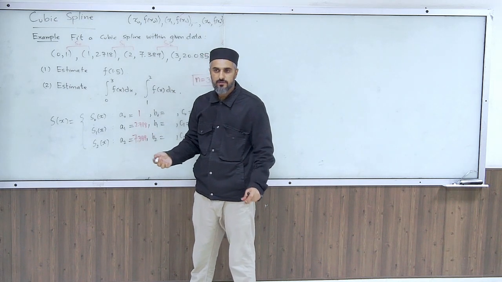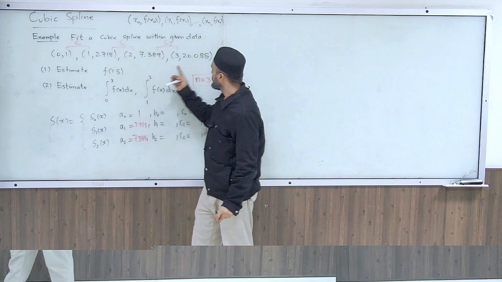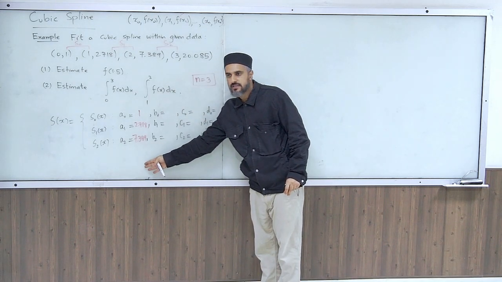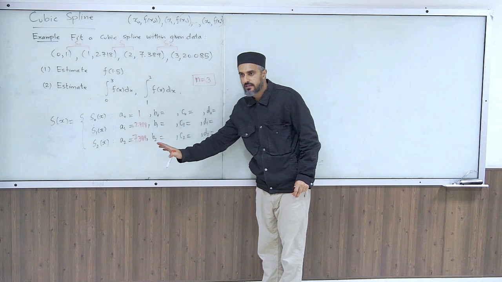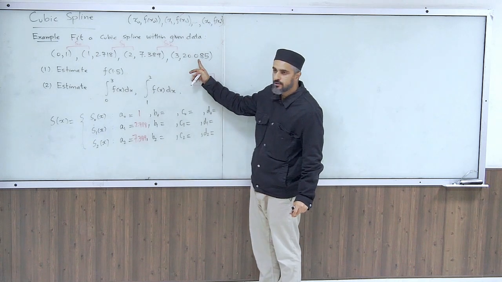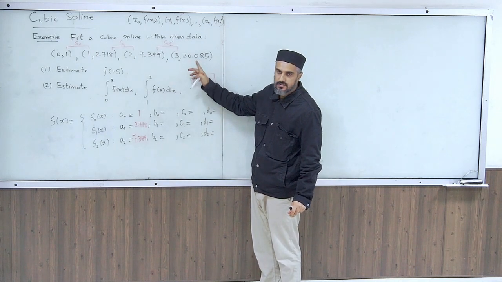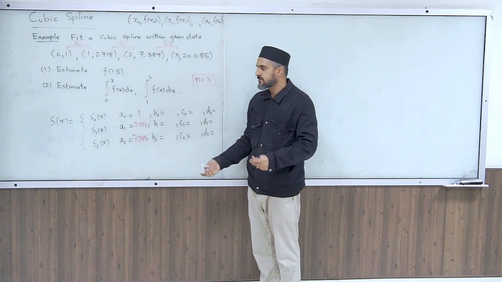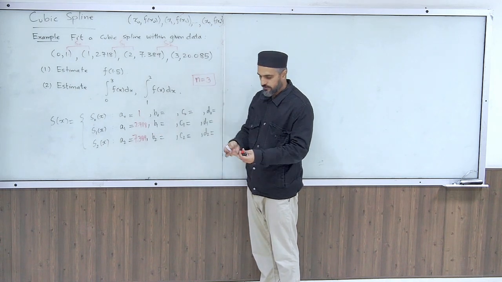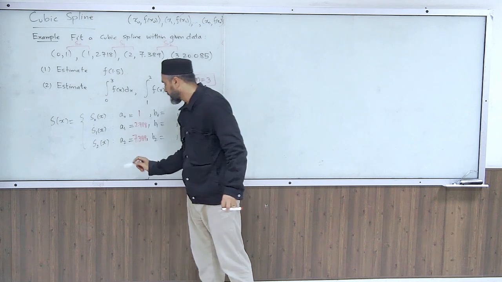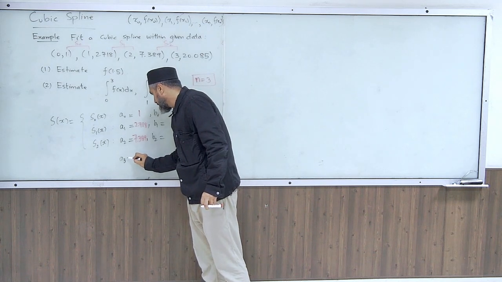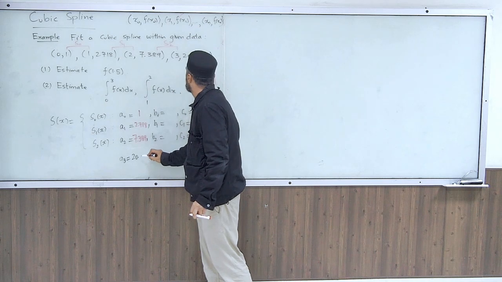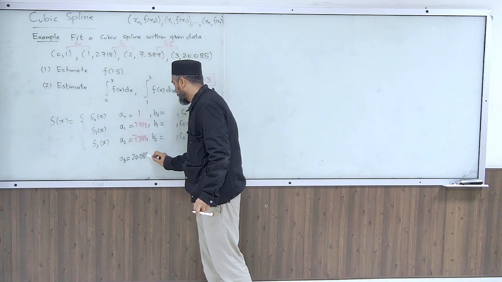We got an extra piece of information, and it will be used. A3 is what? We obviously don't need it for S3, but the value of A3 is there, because Aj is the same as f of xj. A0 is f of x0, so A3 is f of x3. I'm just writing it over here because we will require this value. This is 20.085.